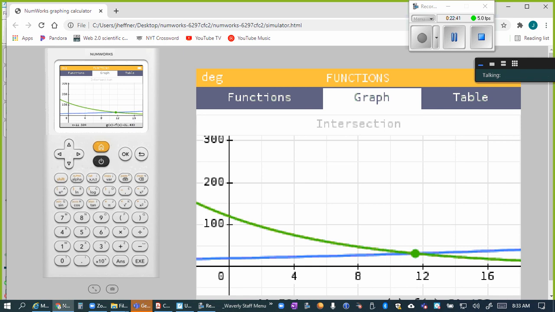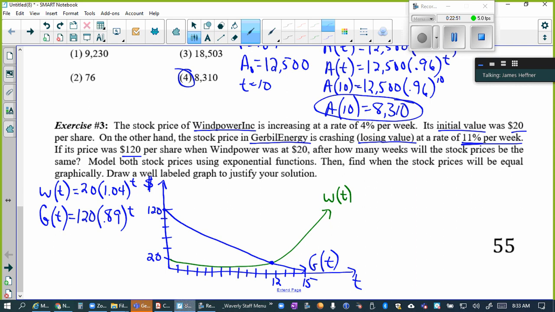31.43, right? Money's two decimals, right? So let's go back here. We'll mark that. So this point here is the coordinates 11.5, comma, 31.43.